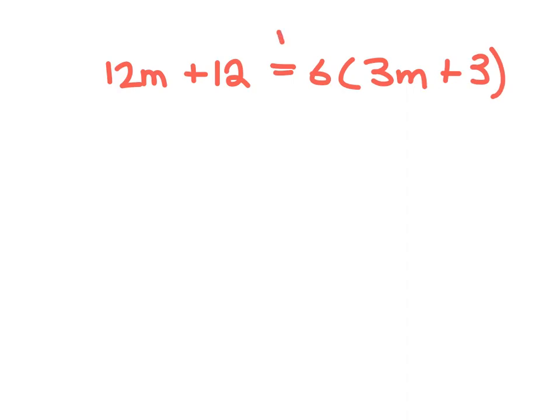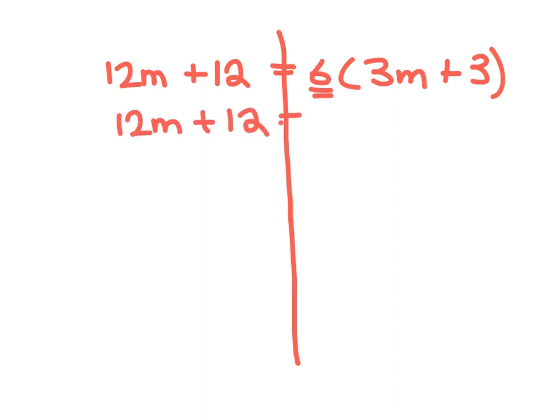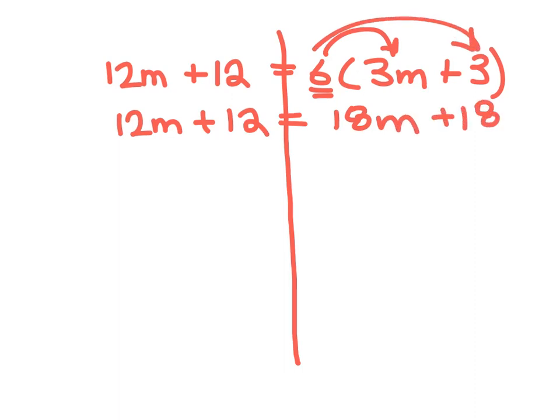So again, my first step is to draw my line through the equal sign. And I need to look to see if I have parentheses, and I do. So I'm going to distribute my 6 into my parentheses to get rid of my parentheses. So before I do that, I'm going to rewrite the side that does not have parentheses. Okay, because there's nothing I'm going to do there yet. 6 times 3m is a positive 18m. And 6 times a positive 3 is a positive 18.